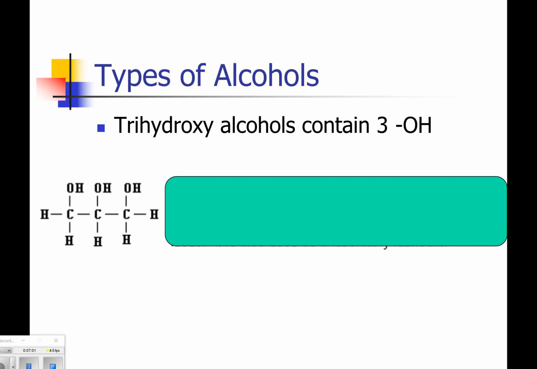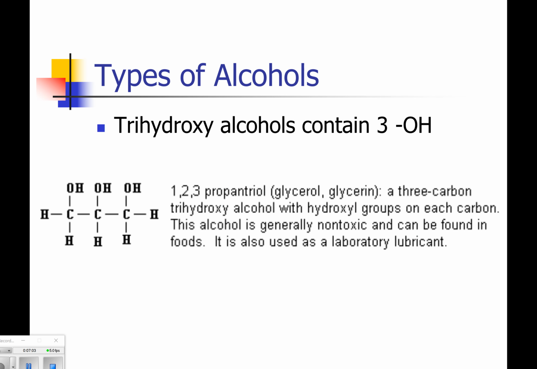Trihydroxy, as the name indicates, would have 3 hydroxy groups. So this example here is 1,2,3 propane-triol. The tri telling us that we have 3 alcohols or 3 hydroxy groups. The OL telling us that it's an alcohol. And the numbers in the front of the name indicating where those hydroxy groups are.